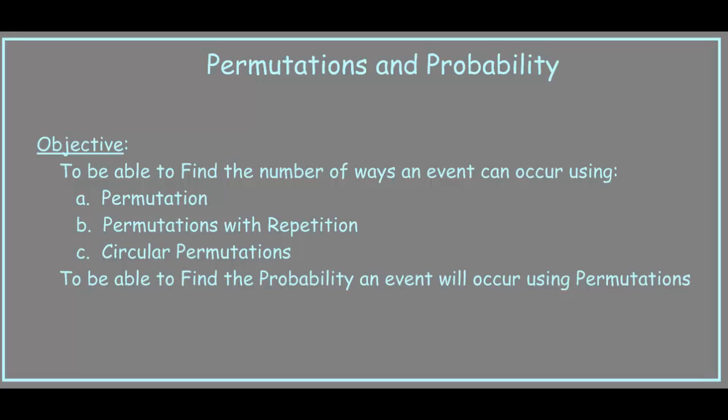Today we're going to be looking at permutations and probability. Our objectives are to be able to find the number of ways an event can occur using permutations, permutations with repetition, circular permutations, and to be able to find the probability of an event using permutations.